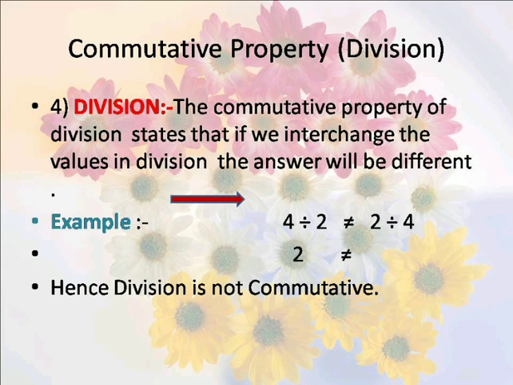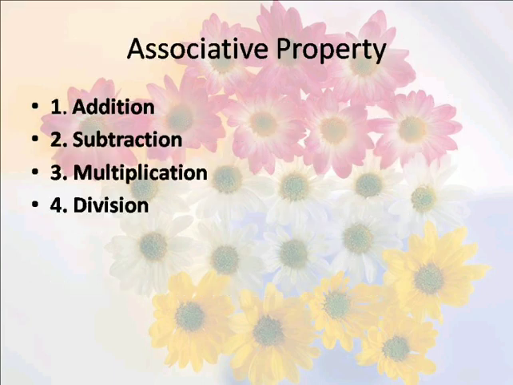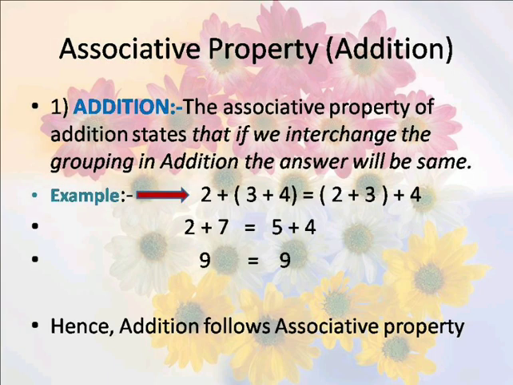Now we will discuss the next property, that is associative property. Firstly, we will discuss associative property for addition. The associative property of addition says that if we are interchanging the grouping, meaning here we are putting brackets. Now here we will deal with 3 numbers. Same 3 numbers we will write in LHS and same 3 numbers we are writing in RHS.